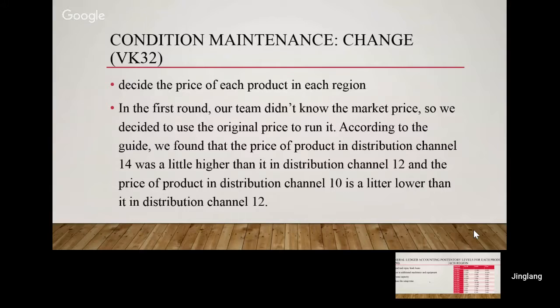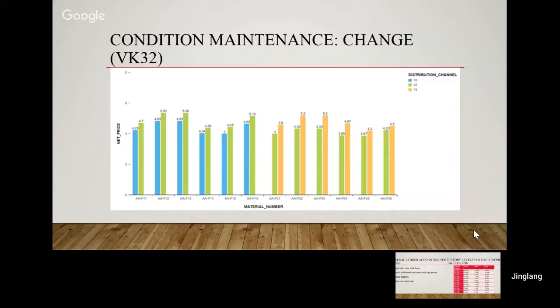By the way, the production is always at a low level, which means the demand is larger than the supply all the time. So we don't need to consider the cost part. The price is definitely much higher than the cost in this situation. In this figure, the green part is channel 12, the blue part is channel 10, and the orange part is channel 14.